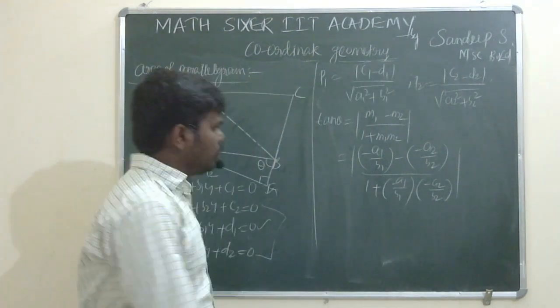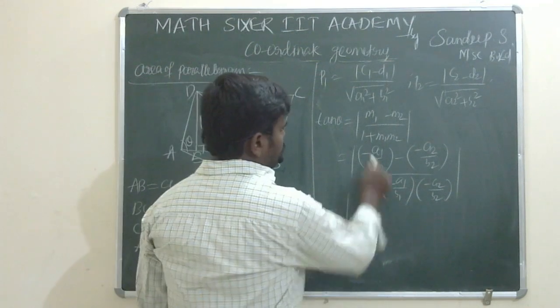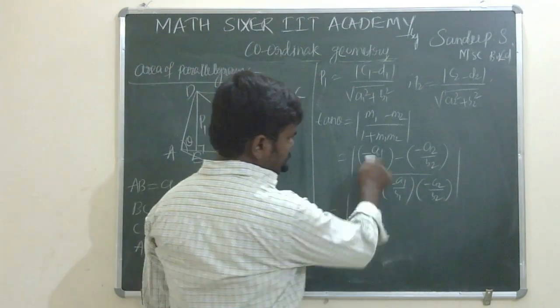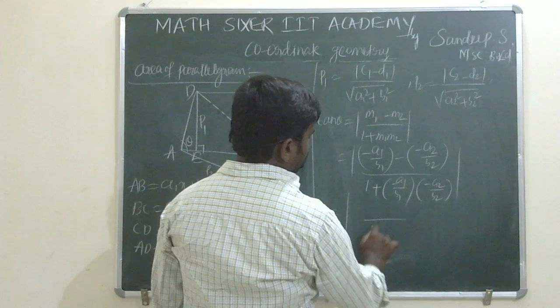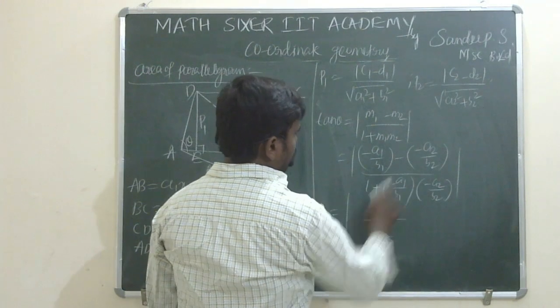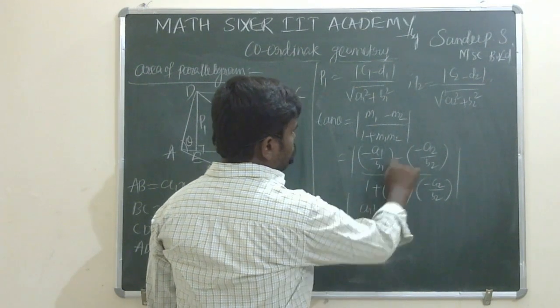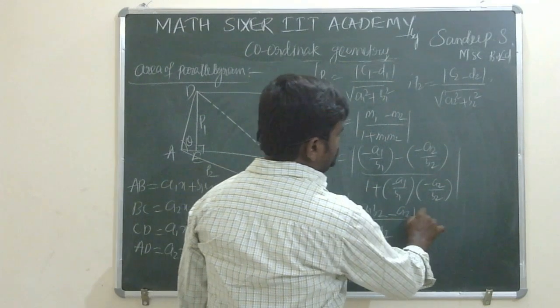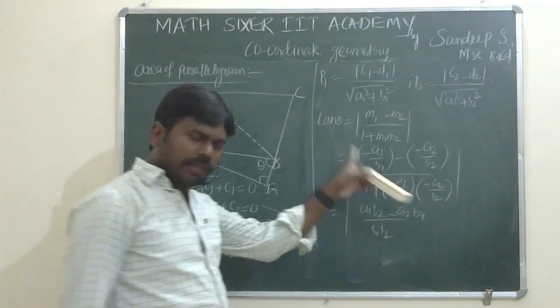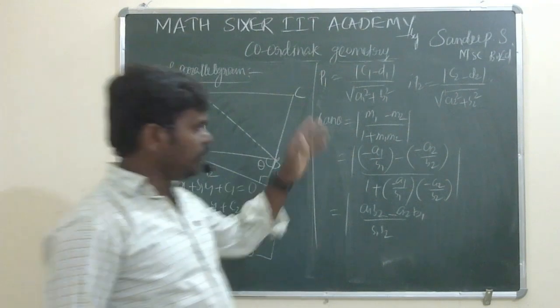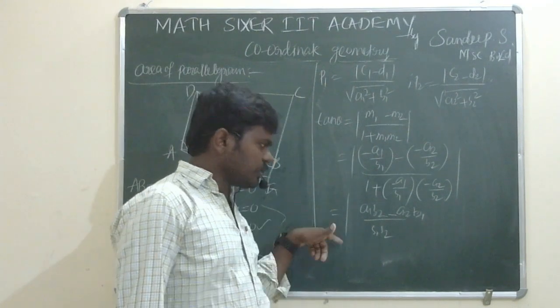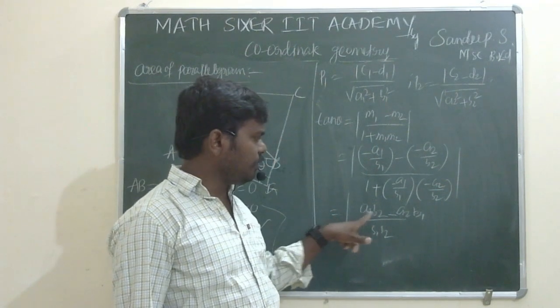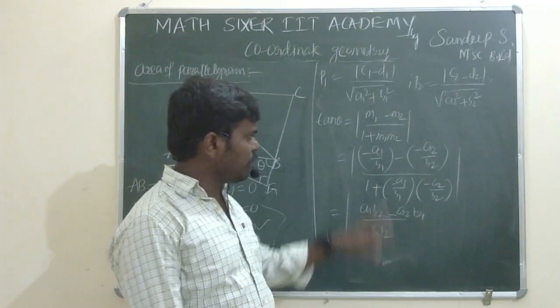Okay, so now here take the minus common, and when you are simplifying, the LCM is b1 b2 and here a1 b2 minus a2 b1. After taking minus common and the modulus, you will get a1 b2 minus a2 b1 divided by the LCM, b1 b2.